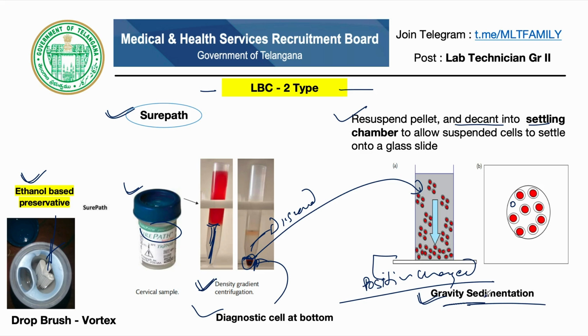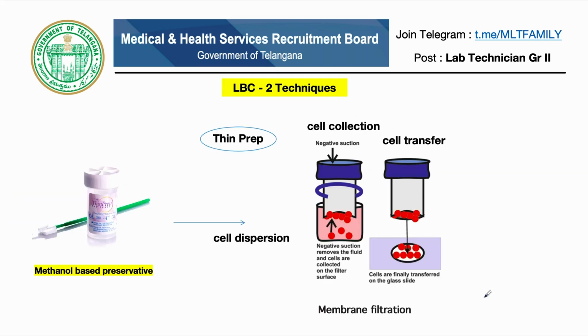Now we will move forward to the second technique, which is called ThinPrep. In this technique we do not cut the brush or drop the brush in. We just mix it properly with the solution, a methanol based preservative. Now we vortex it properly so the cells disperse into the solution.